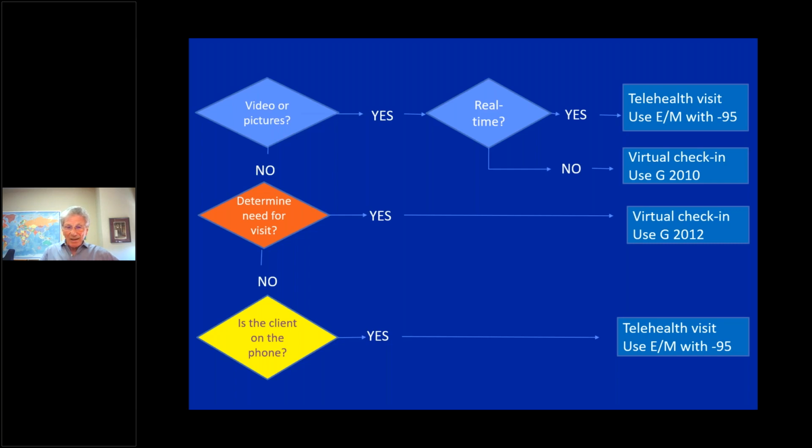Okay, and this is just basically an algorithm that tells you the same thing. Were there video or pictures? The answer is yes. Was it real time? The answer is yes. Then you use an E&M code with a 95 telemedicine modifier. If it wasn't real time, in other words, the image was evaluated later, then you would use the G2010. Next question, if there was no video, was this phone call to determine the need for a visit? If the answer is yes, then use G2012. If the answer is no, is the client on the phone? If this was a telephonic visit, if the answer to that is yes, bill a telehealth visit using a standard E&M code with a 95 modifier. Next.